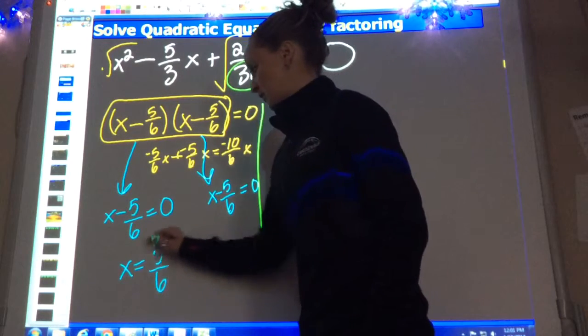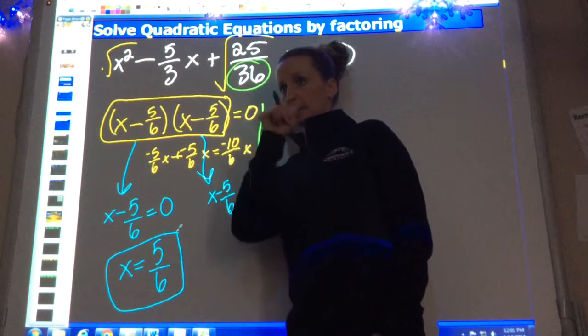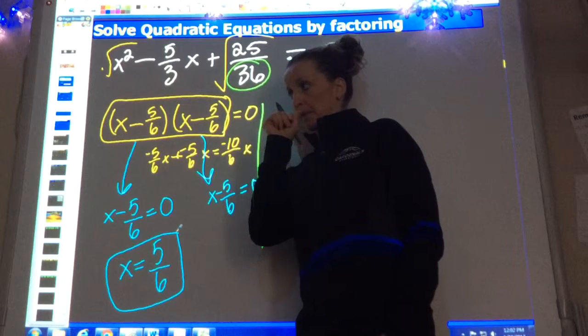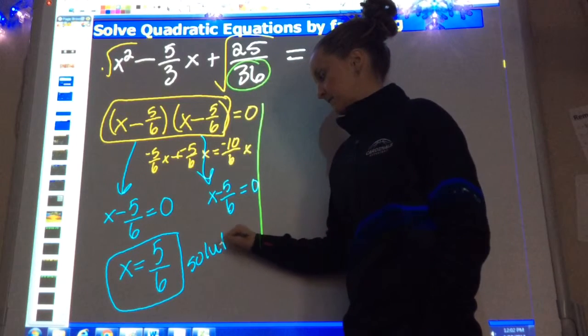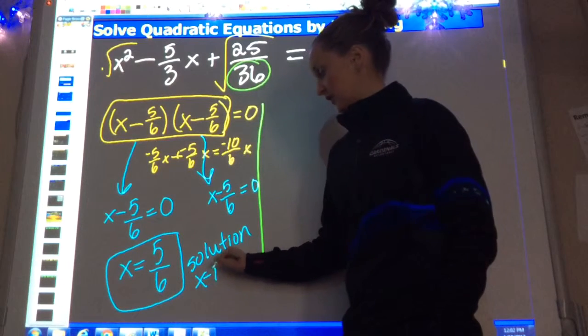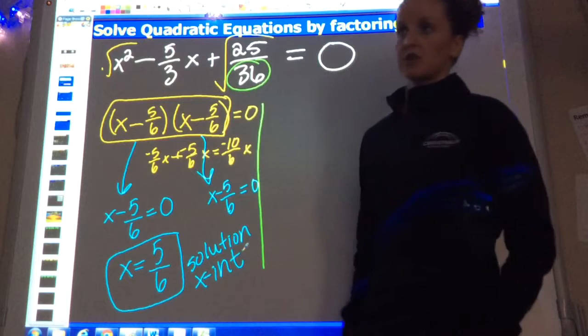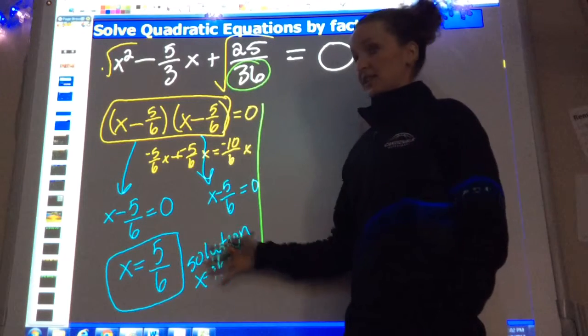Okay, and then we would find out that our solution is 5/6, because we would have to add that to both sides. And once again, what is our solution called? This is called a solution, but what else is it? It's called your x-intercept, okay? Do we have any questions on this?